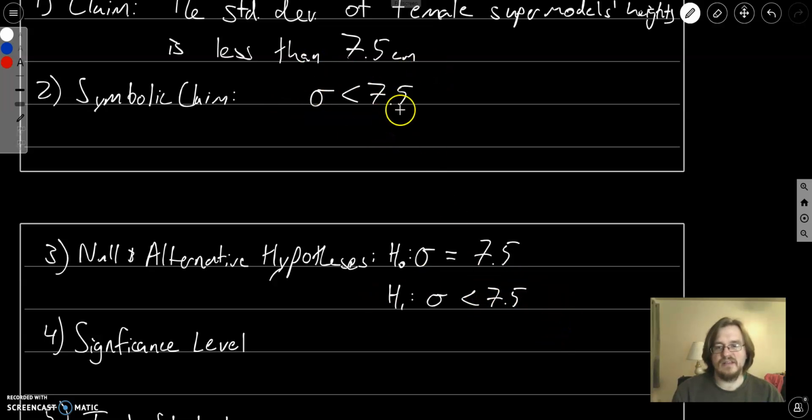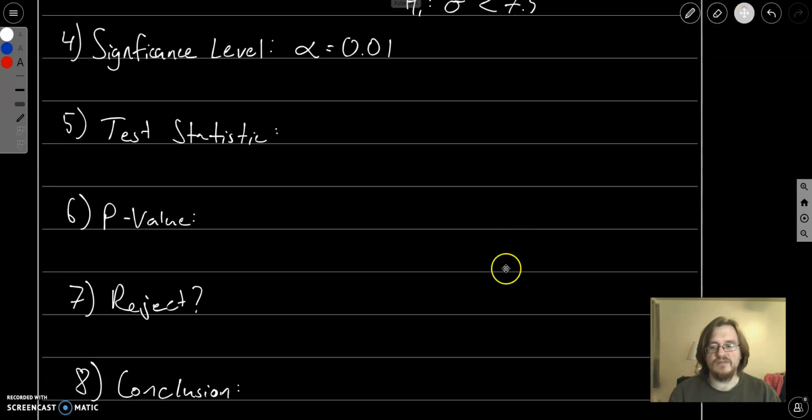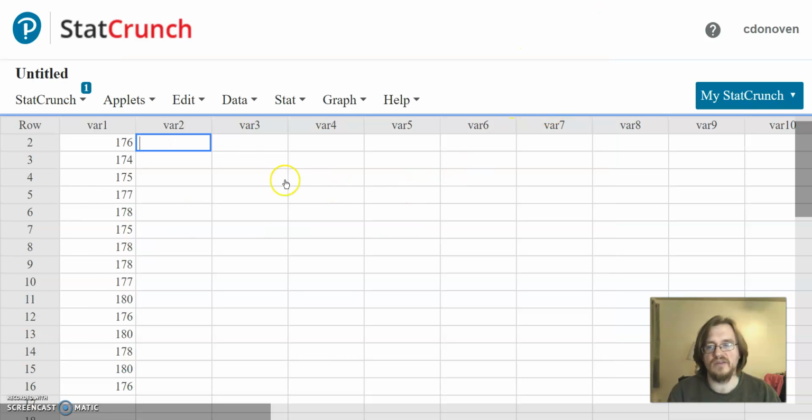Normally we try to make it the same as some symbolic claim. So again, the null hypothesis will always have the equal sign. The alternative hypothesis will not have an equal sign and will either be less than, greater than, or just not equal to. In this case, we're testing whether or not it's less than 7.5, so we want it to be less than 7.5. Our significance level, alpha, is 0.01. This is just stated in the question. And for the test statistic and the p-value, rather than going through all of the calculations, we'll just use StatCrunch right here.